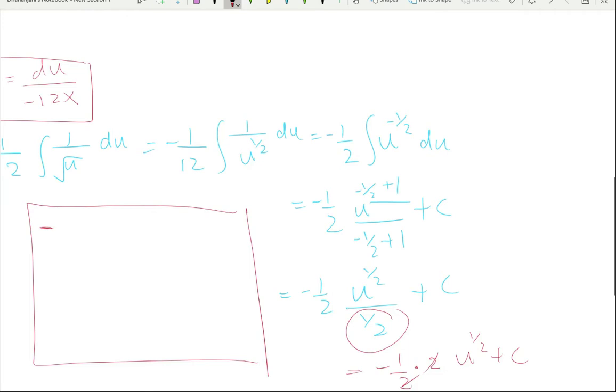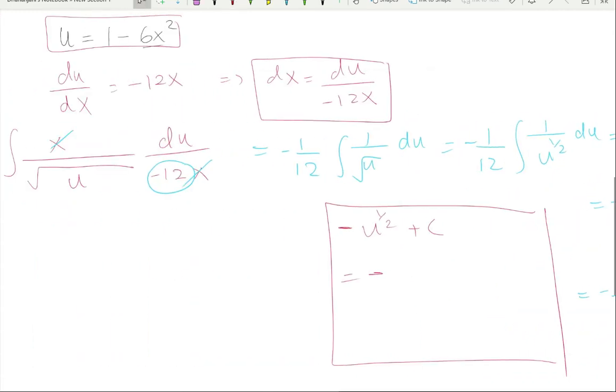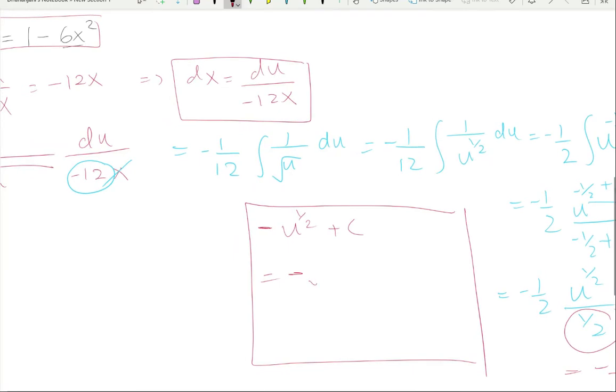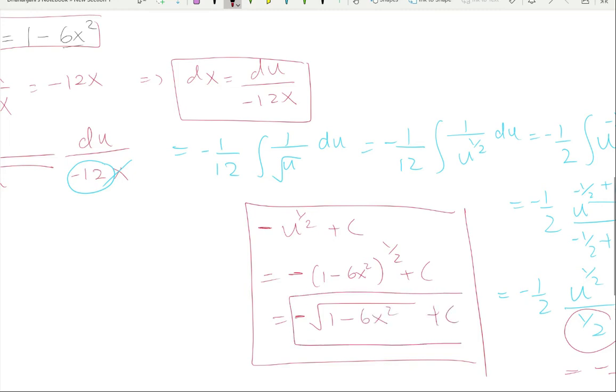So this is negative u to the half plus c. So what is u really? U is 1 minus 6x squared. So square root, not square root, (1 minus 6x squared) to the half plus c. So in fact it is, yes, square root of 1 minus 6x squared plus c. Half power means square root. Alright, so this is the solution when you solve that problem.